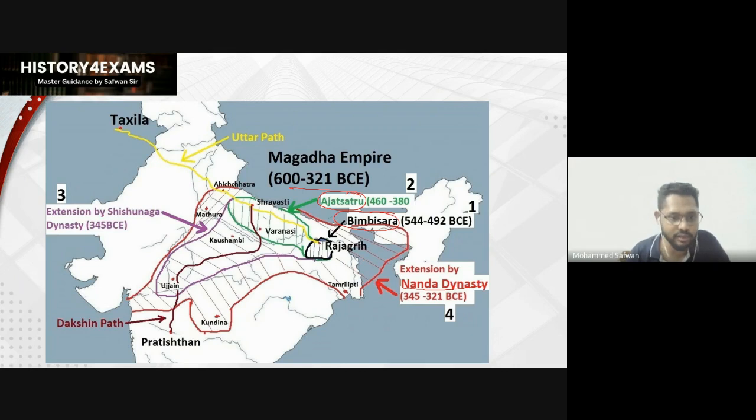Here you can see the Shishunaga dynasty going into this region called Avanti. As you know, Shishunaga entered this Avanti conflict. And finally, the Nanda dynasty extended over this much area. Finally, we can see Alexander invading this area in 326 BC. So this is the information that we have discussed so far.